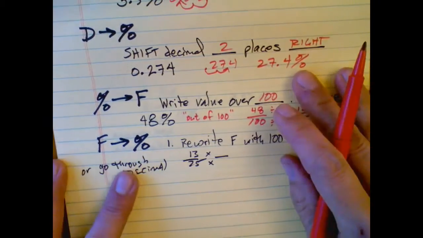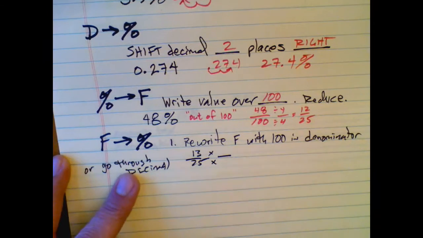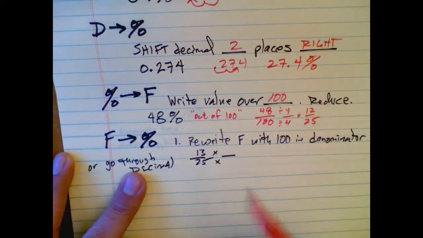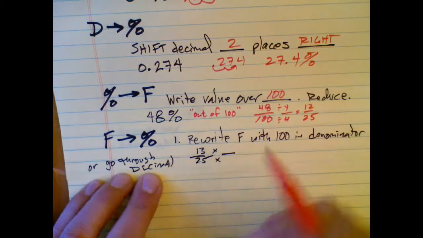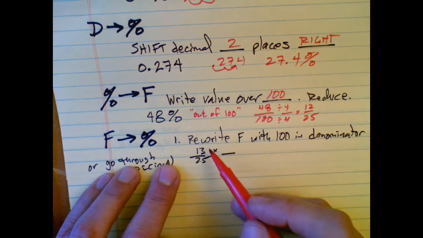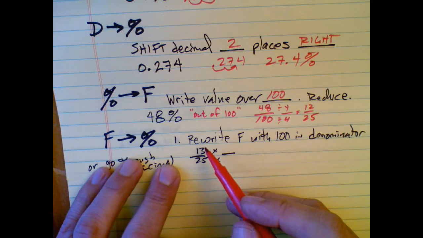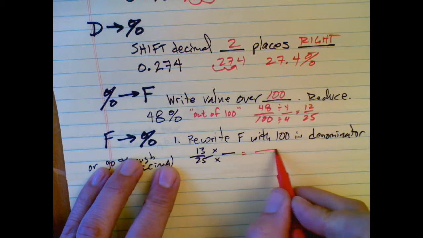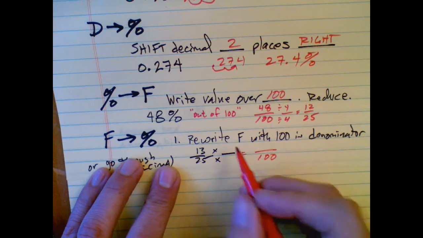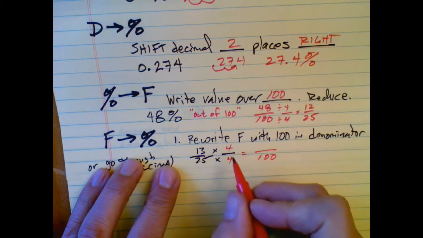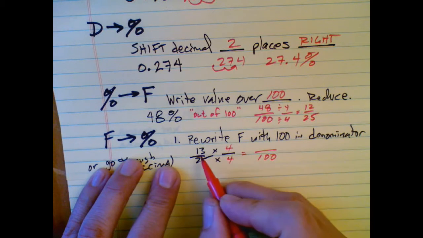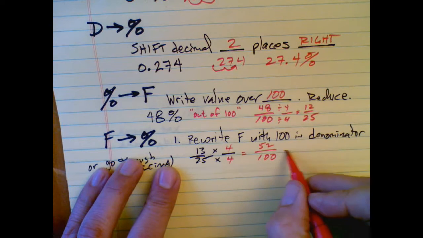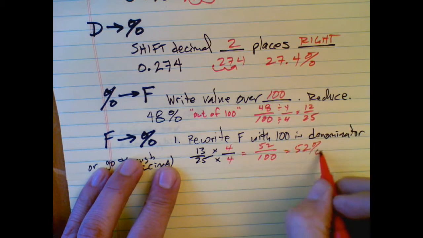One more conversion here, going between a fraction and a percent. There's kind of 2 answers here. The first one, what happens is when we have an easy fraction, I want to rewrite the fraction so I have 100 in the denominator. So can I make it look like this? Yes, I can by multiplying top and bottom by 4. 25 times 4 is 100. 13 times 4 is 52. So 13/25 is equal to 52%.